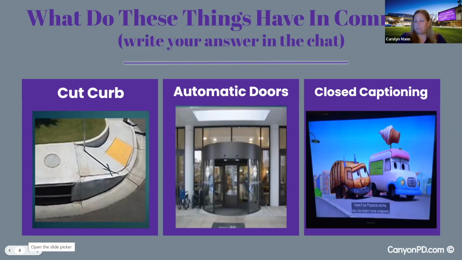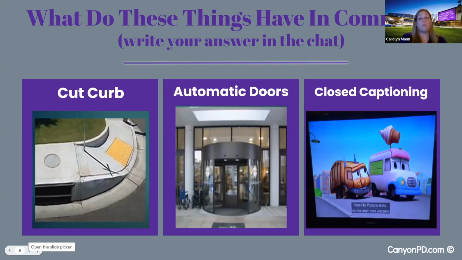Closed captioning, I can hear the TV just fine. However, there are times when other people in my household might be working on something and they might want the TV muted. However, the rest of us are still able to know what's going on in the show or program because we're able to read the closed captioning. Same with automatic doors. There are a lot of people who have no disabilities whatsoever who benefit from these types of doors.